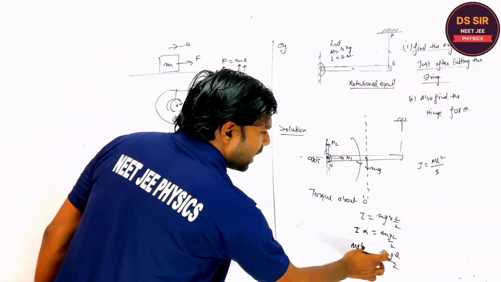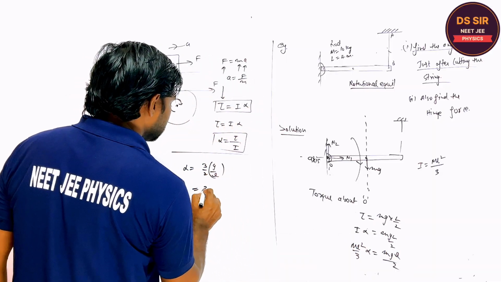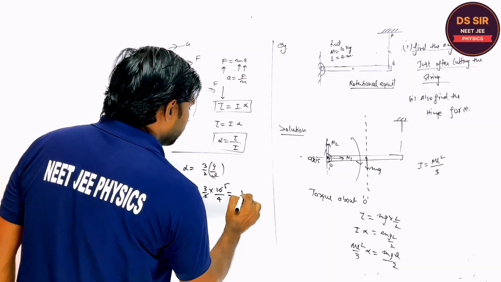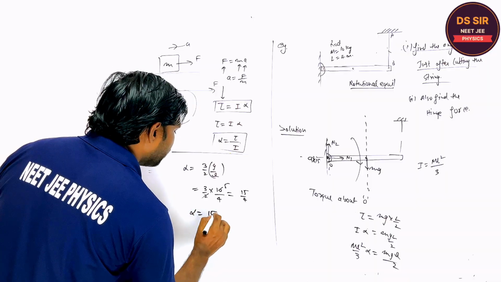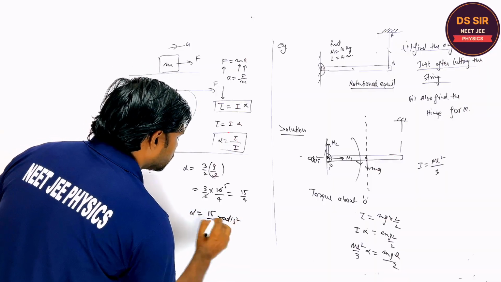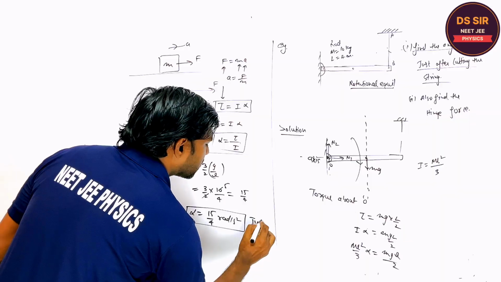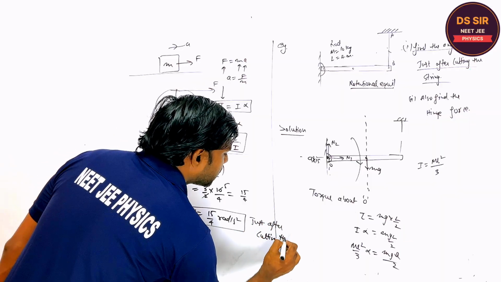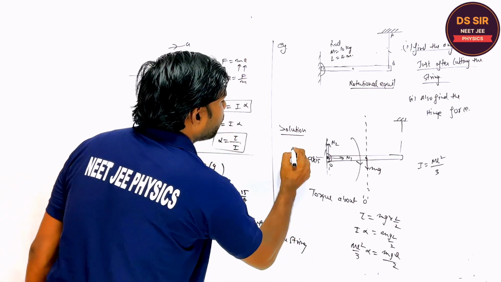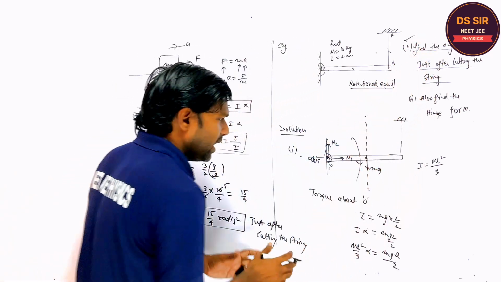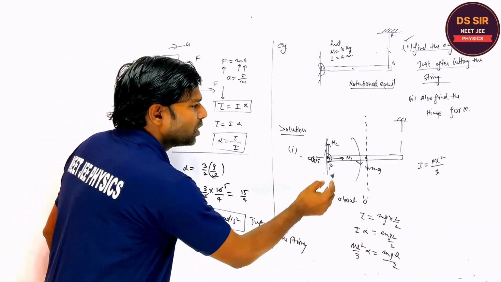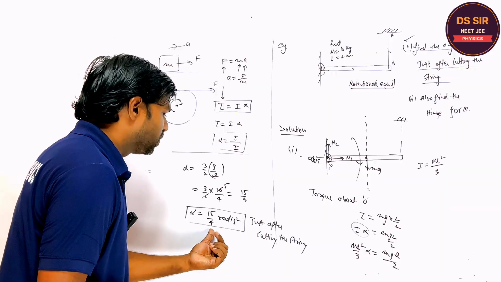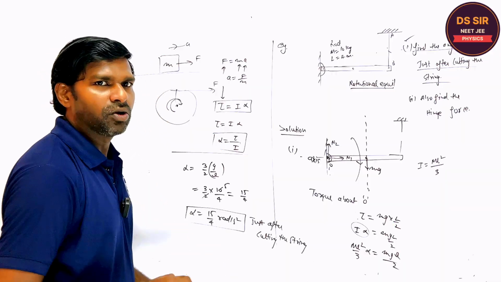Is it clear or not? L will cancel out. So what is 3 by 2? g is 10 and L is 4 meter, so this is 15 upon 4. Alpha is equal to 15 upon 4 radian per second square, just after cutting the string. Is it clear or not? This is the first part I have solved. To find the angular acceleration about this axis, you have to find the torque, put it equal to I alpha, and you will get the angular acceleration.